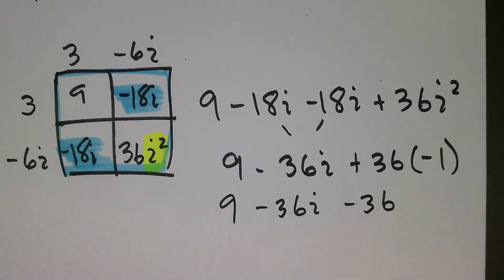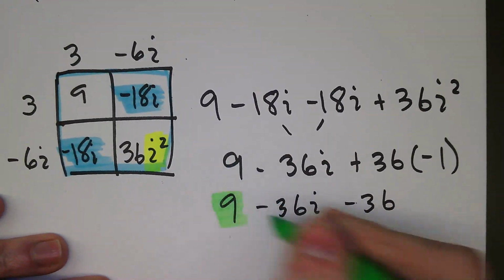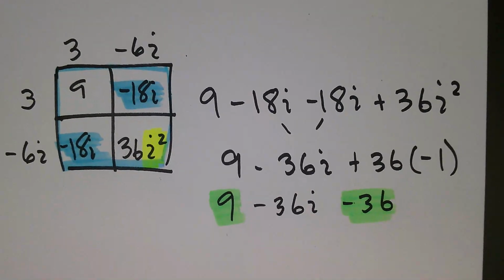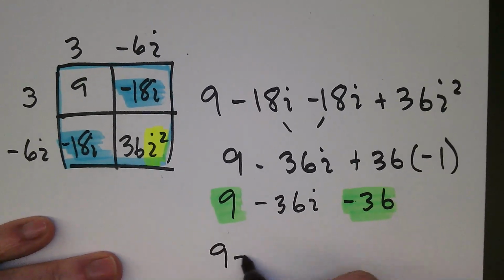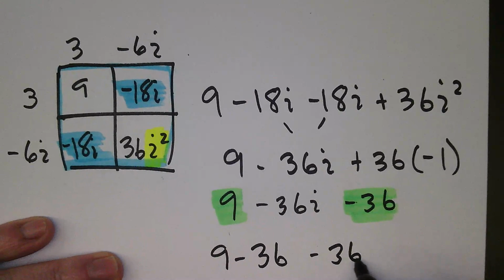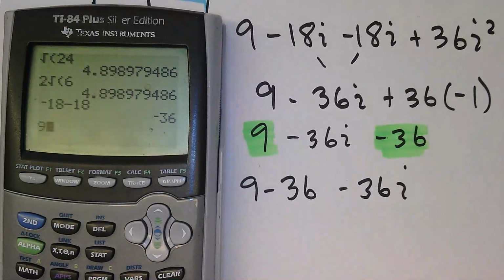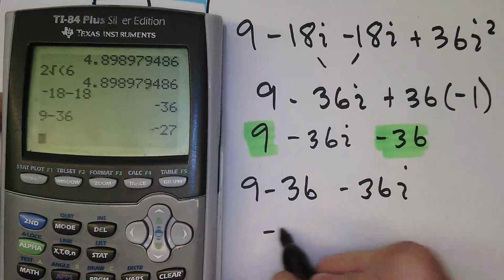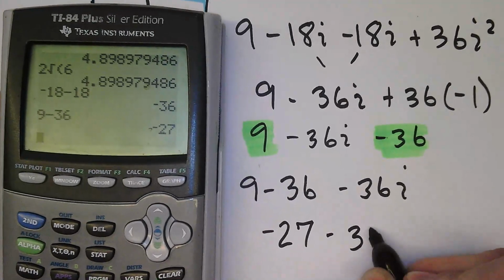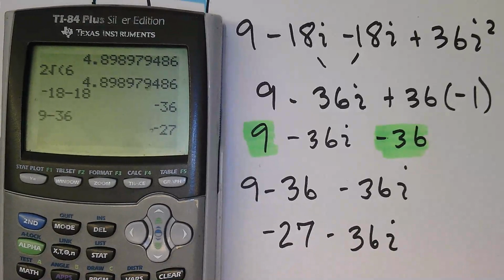Now these two need to get put together, right? They are like terms. So this and that, and the minus goes with it. And you just got to do 9 minus 36, which I believe is -27. Yeah. And so that should be our final answer.